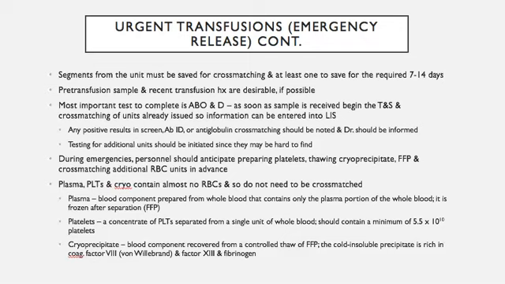Depending on how emergent that situation is, it may not be possible. So the most important test to complete is that ABO and RH. You want to do that as soon as the sample is received, and then begin that type and screen and cross-matching of the units that have already been issued, because we want to have that information on file. We need to enter it into the LIS and want to make sure that there is not a possibility for a transfusion reaction.